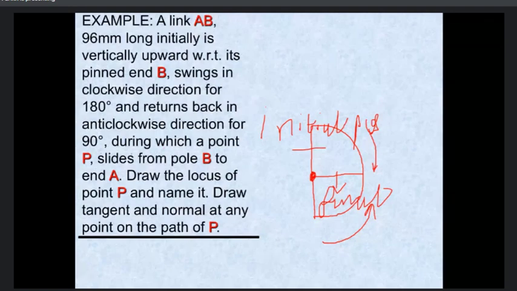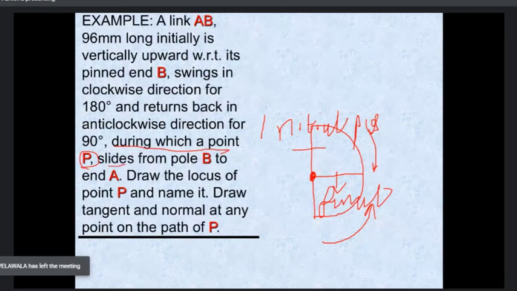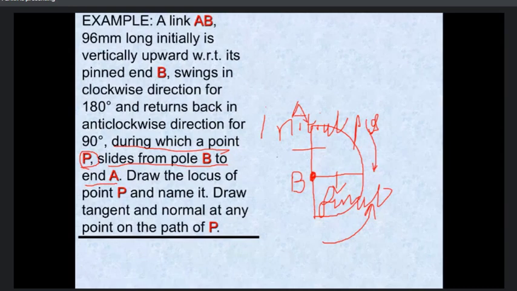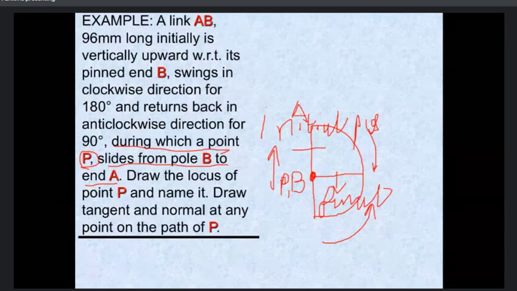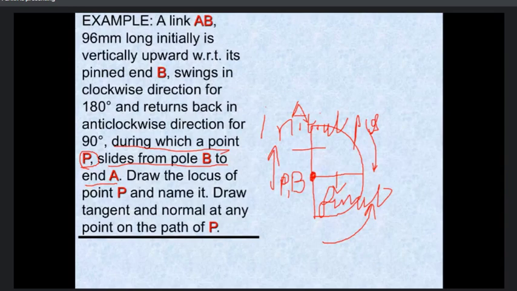During which a point P, during which यहाँ पे लिखा है during which a point P slides from pole B to the end A. Okay, so यहाँ पे आपका पोल B है और यहाँ पे आपका point A है, or it is going to move from inner periphery to outer periphery like this. During which a point P, यहाँ पे point P है, स्लाइड्स फ्रॉम पोल बी, जैसे बी और पी एक ही पॉइंट है, मतलब यहाँ पे पॉइंट पी है जो पोल बी से कोइंसाइड कर रहा है और वो एक ही तरफ जा रहा है. ड्रॉ द लोकस ऑफ द पॉइंट पी एंड नेम इट, ड्रॉ द नॉर्मल एंड टांजेंट एज यूजुअल.